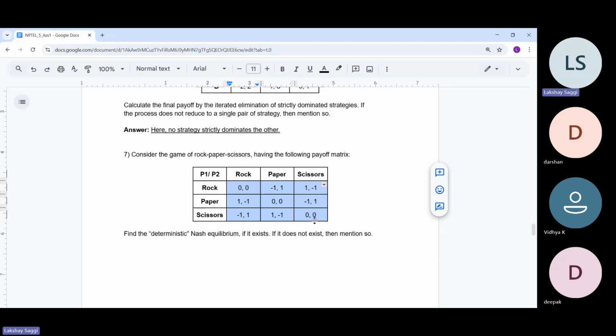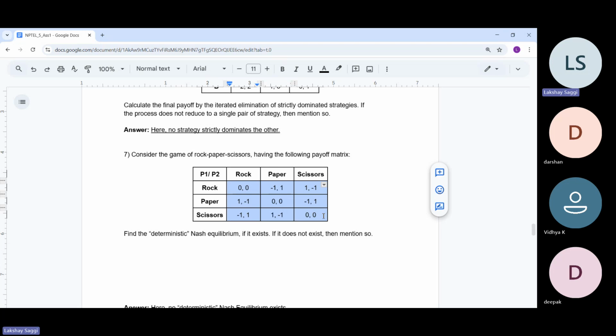What I mean by deterministic Nash equilibria is that there does not always exist a pair of strategy profiles which will be a Nash equilibria. In the previous problems which we discussed, there always existed some Nash equilibria. But here you can see that the Nash equilibria won't exist. Out of these 9 strategy profiles, none of them is one.